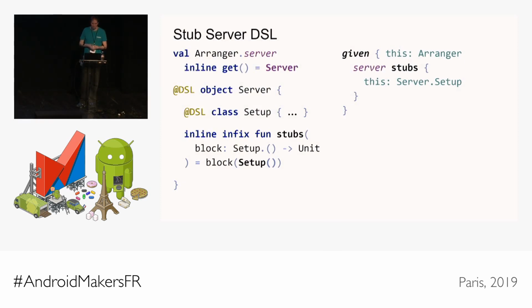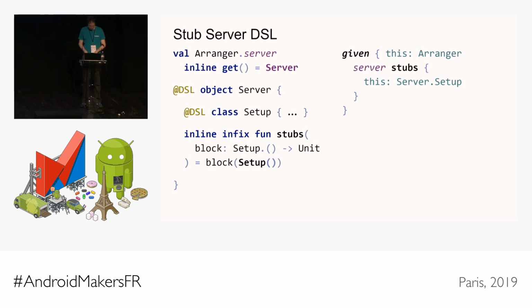I talked about the server collaborator before, and it's only available inside the given block. And the server has an action group called stubs, which has the receiver set up. In this case, the setup is a class, and when we instantiate it, we could actually spin up the mock web server inside the constructor and have methods to set up the custom dispatcher. We are using OkHttp MockWebServer for now.